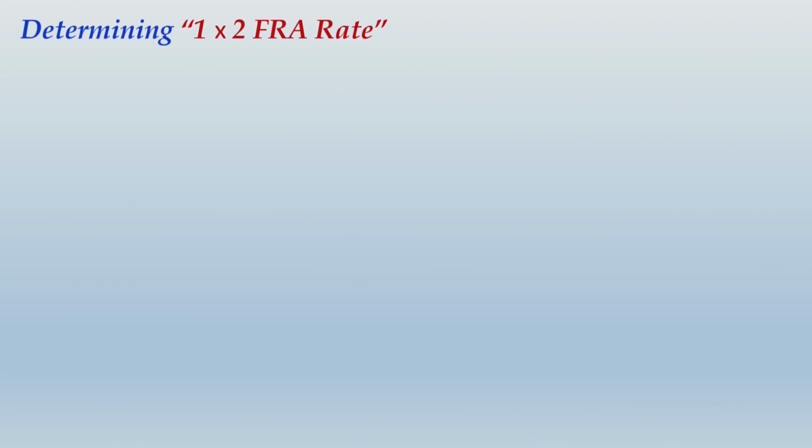In the solution, you would first begin with determining the 1/2 FRA rate. We would say let the 1/2 FRA rate be I2. Why have we written I2? Because we are finding the rate for the second year, because the rate will be effective after 1 year for a period of 1 year. So the rate that will be applicable in the second year, we are symbolizing as I2.